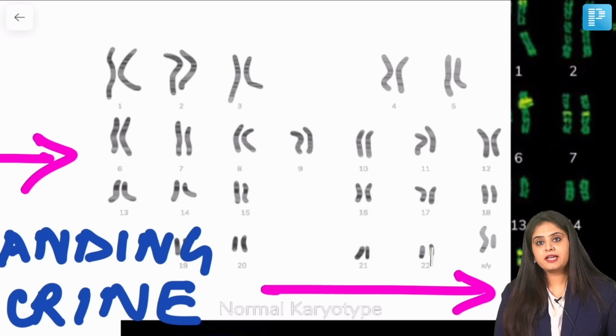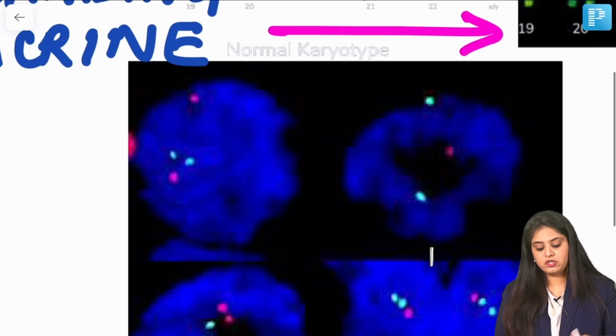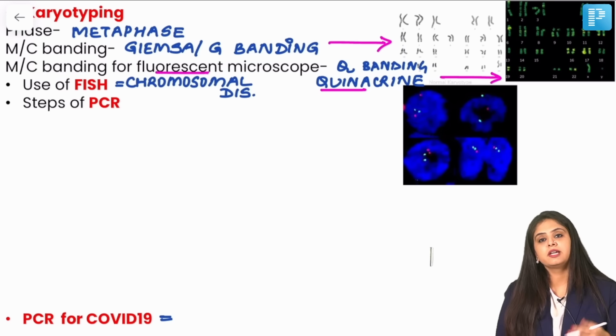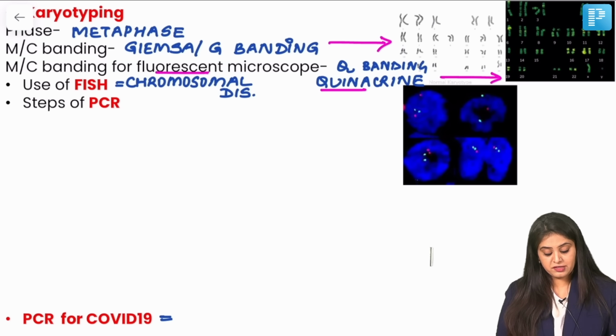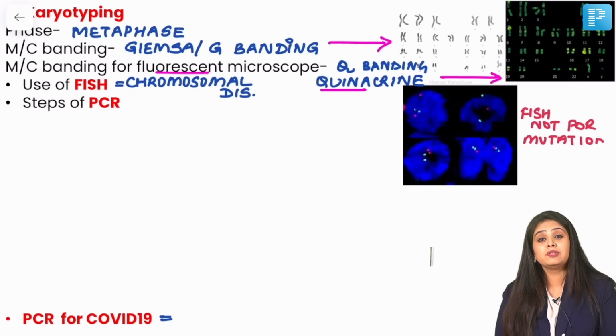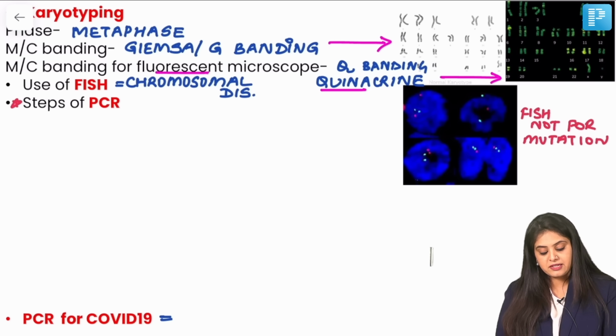But now instead of karyotype, if I come to FISH, this is FISH, where the chromosomes are being denoted in the form of dots. So FISH is also a technique for what? FISH is a technique which is used again for diagnosing chromosomal disorders. The INICET question was that FISH is not used for what? It is not for mutations, because what is the genetic technique that we use for mutations like point mutations? That is going to be PCR.